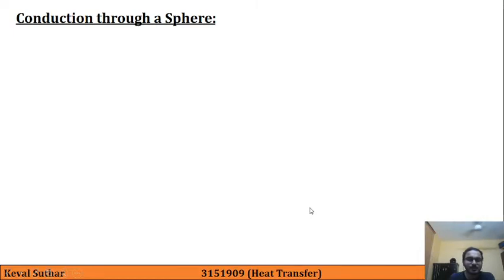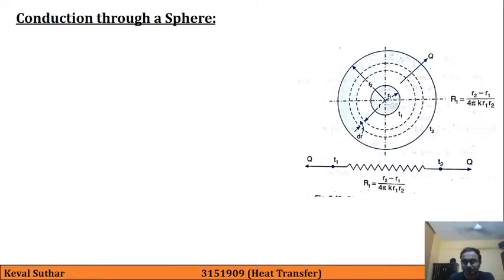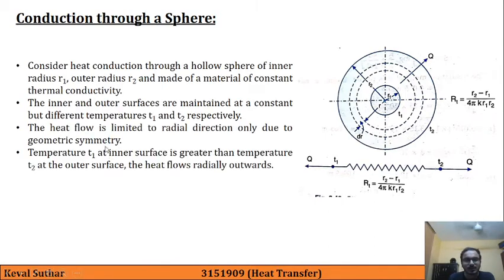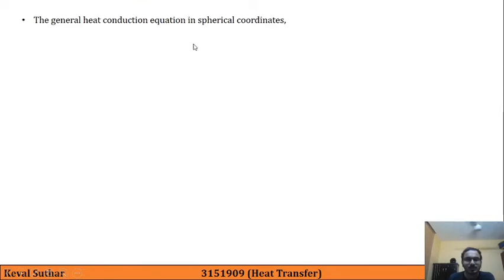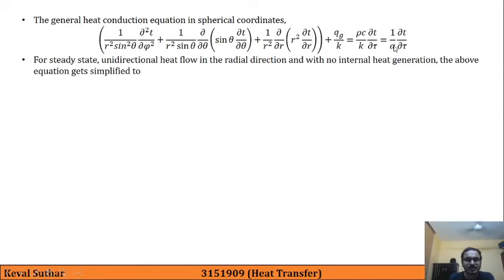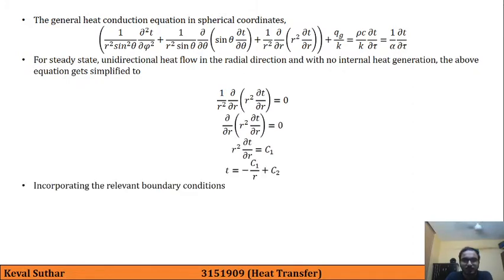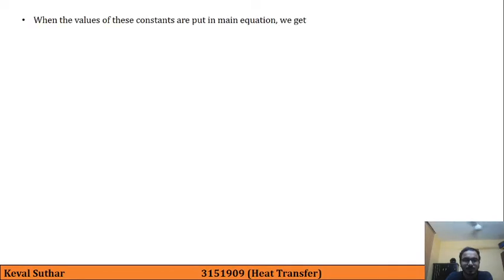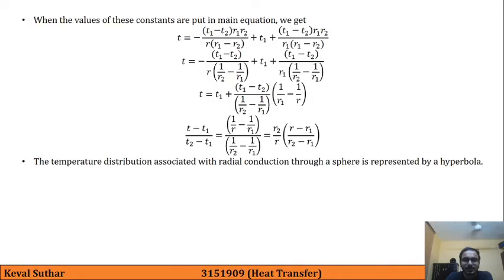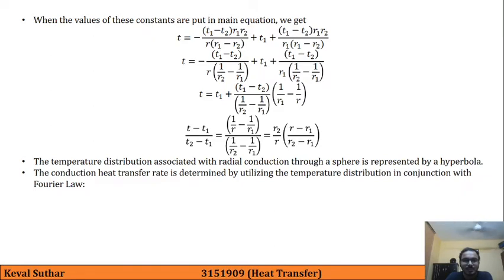The next topic was conduction through a sphere. In this case we began with the general heat conduction equation in spherical coordinates, that is this, and we applied some conditions like steady state, unidirectional heat flow in the radial direction with no internal heat generation. So we simplified that formula, and with further integration we obtained the temperature distribution, which is hyperbolic, and based on that we also obtained the value of heat transfer rate.